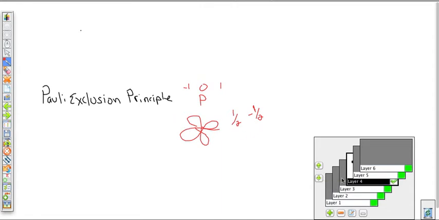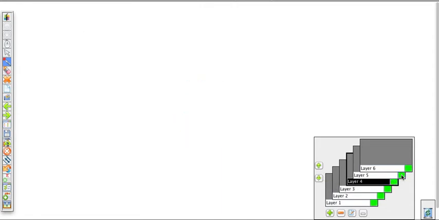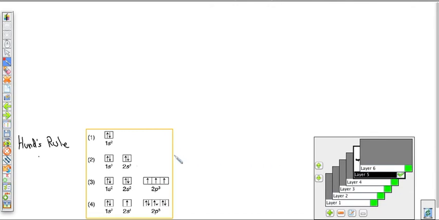Then we also have another rule, from another person, called Hund's rule. Hund's rule tells us that electrons would like to have their own orbital, and if they have to share, they will. So they'll always occupy an empty one if available. If you look at this right here, we have 1, 2, 3, 4, 5, 6, 7. So this would be nitrogen, right?